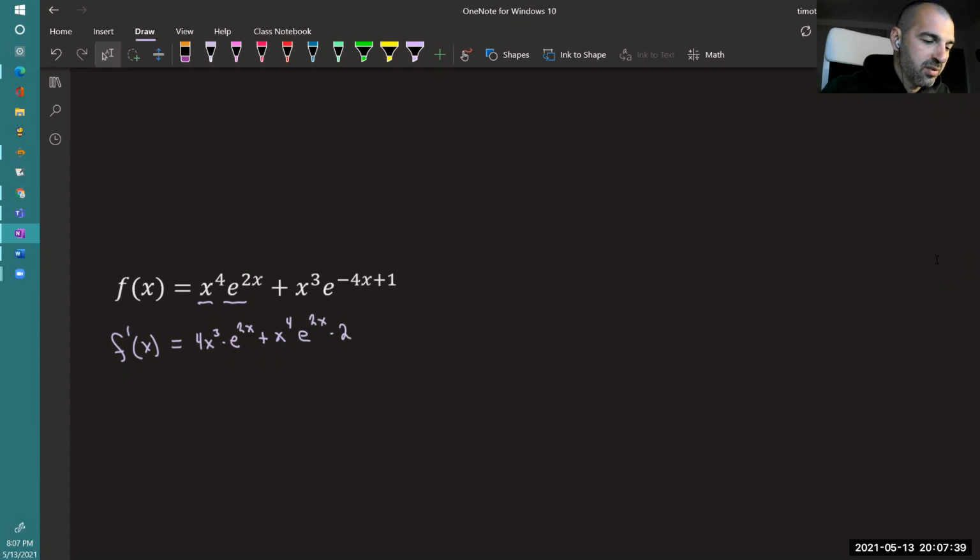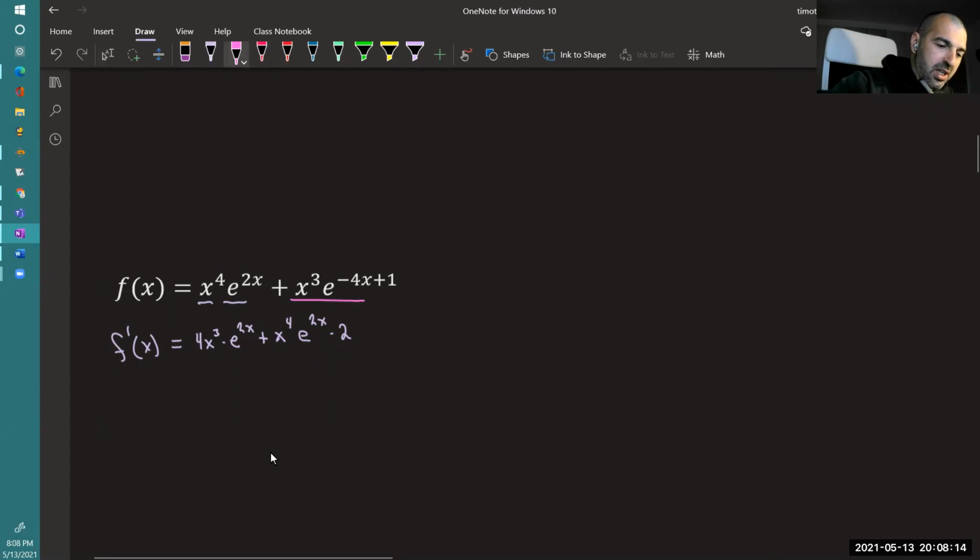But e to the 2x differentiated is actually just, what is it? It's e to the 2x times 2, because remember, the derivative of a power of an exponential function is you rewrite it as it is, and then you multiply by the derivative of the exponent. So the derivative of 2x is 2. And then you also would need to multiply by the natural log of e, but we all know that that's 1. And so we're done there. Okay, so that's that one.